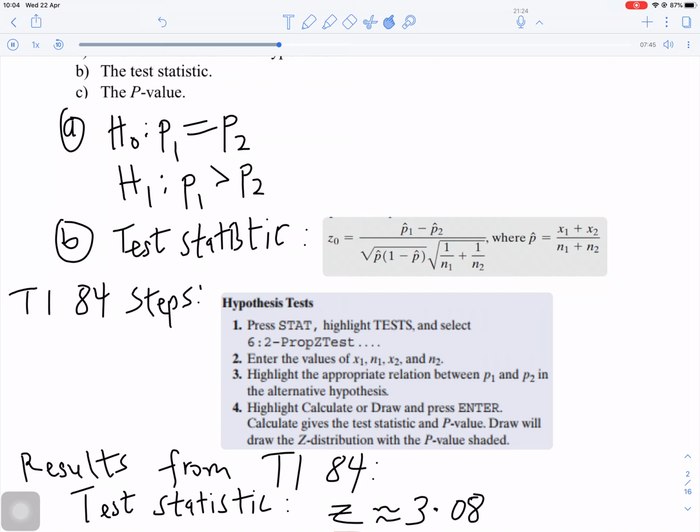But then we want to use the TI-84 steps. Okay, so the steps are outlined in this very slide. So the first thing you do is you press start. So you look at the steps. You can pause this video and try to go through getting these values. Okay, so press start, highlight tests. So you press start and then highlight tests by moving to the right.